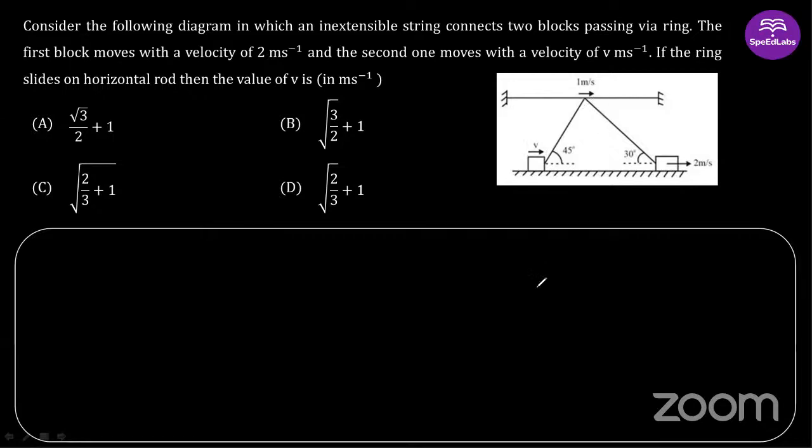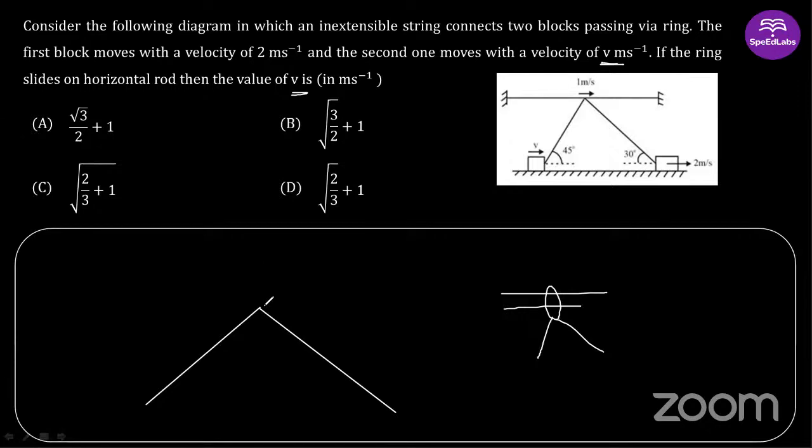Okay, so this is the rod and this is the ring, and this string is passing like this. If this ring is sliding with a velocity of, I think this should be 1 meter per second, it's shown in the figure, and V is this block. If the ring slides horizontally, then the value of V is? So just think about the string, and I am applying the constraint equation on the string. Just think about it, separating these two parts of the string.